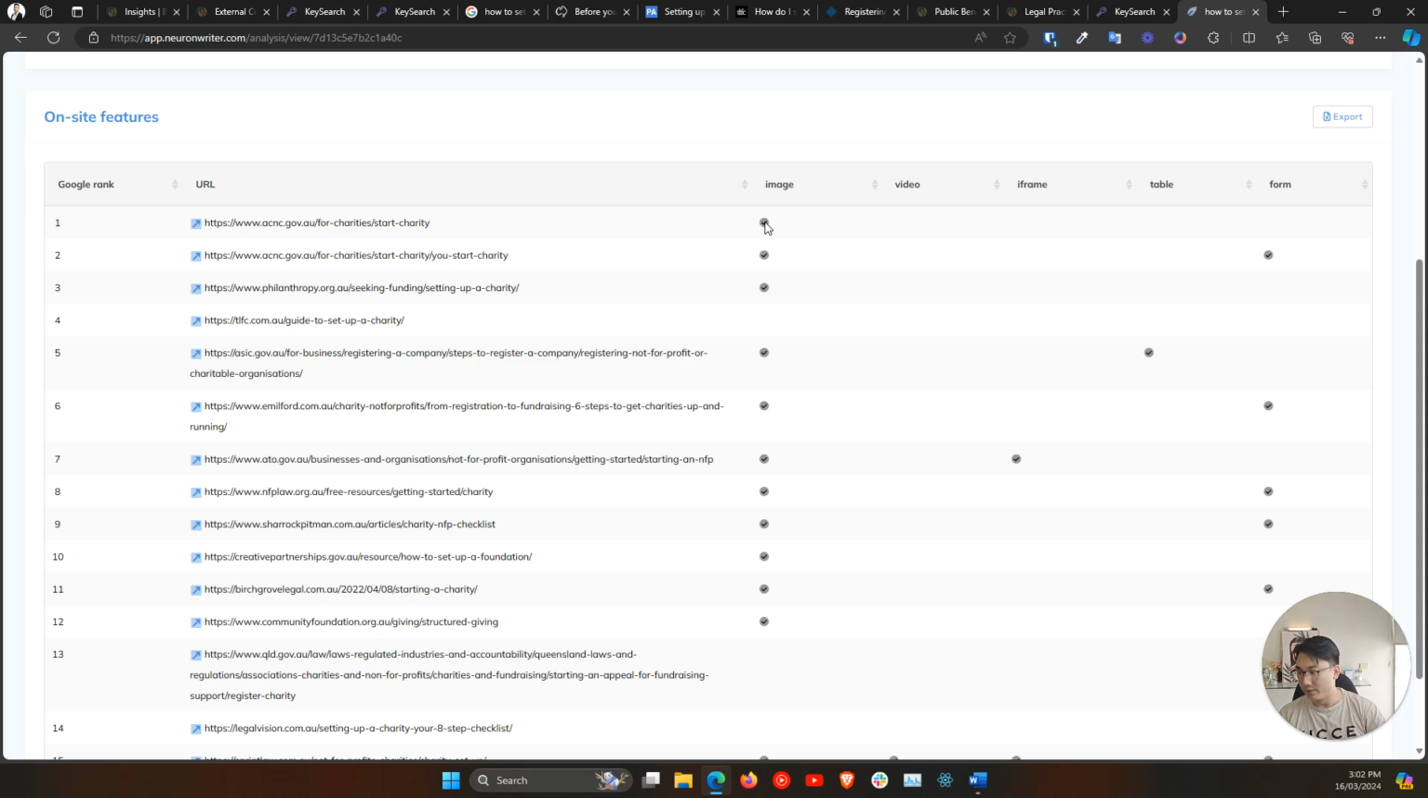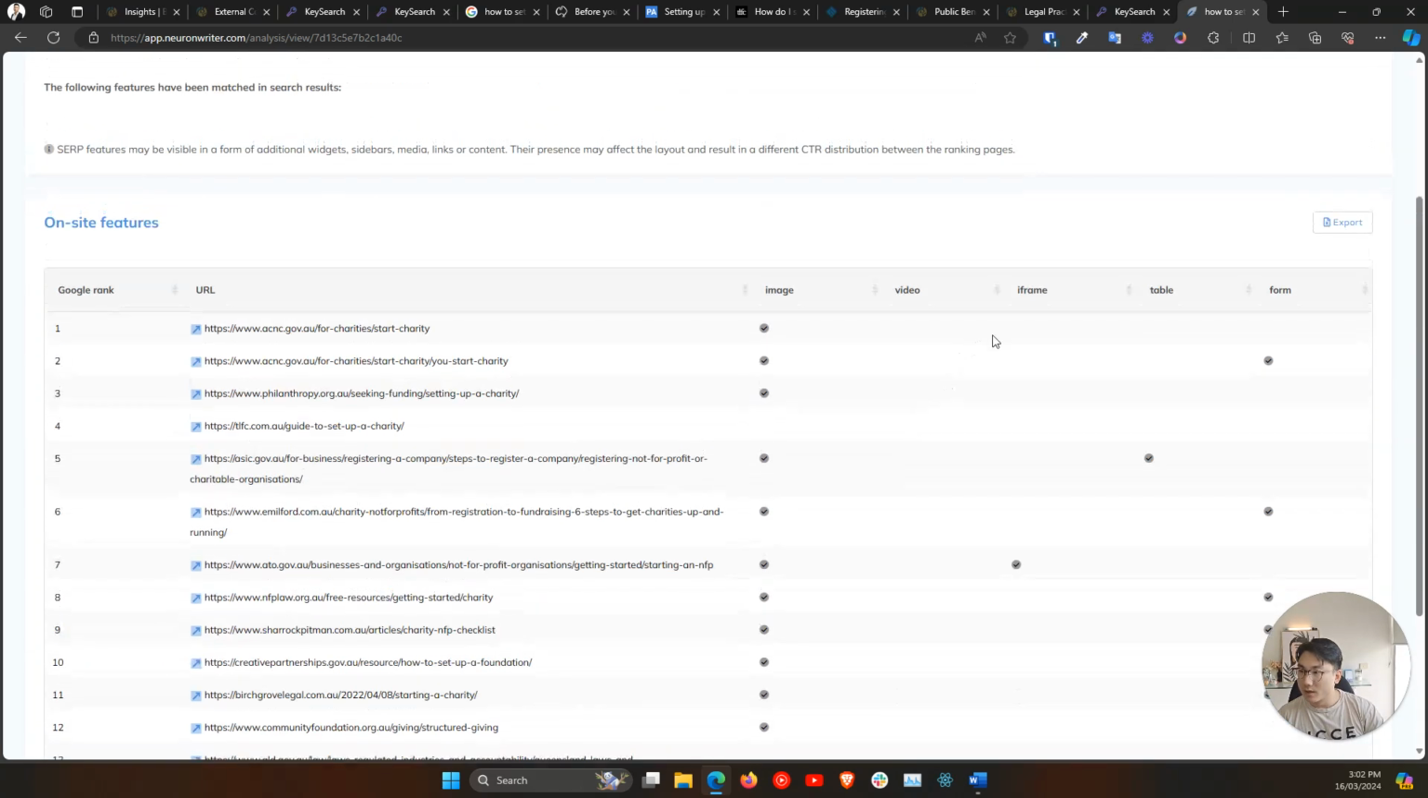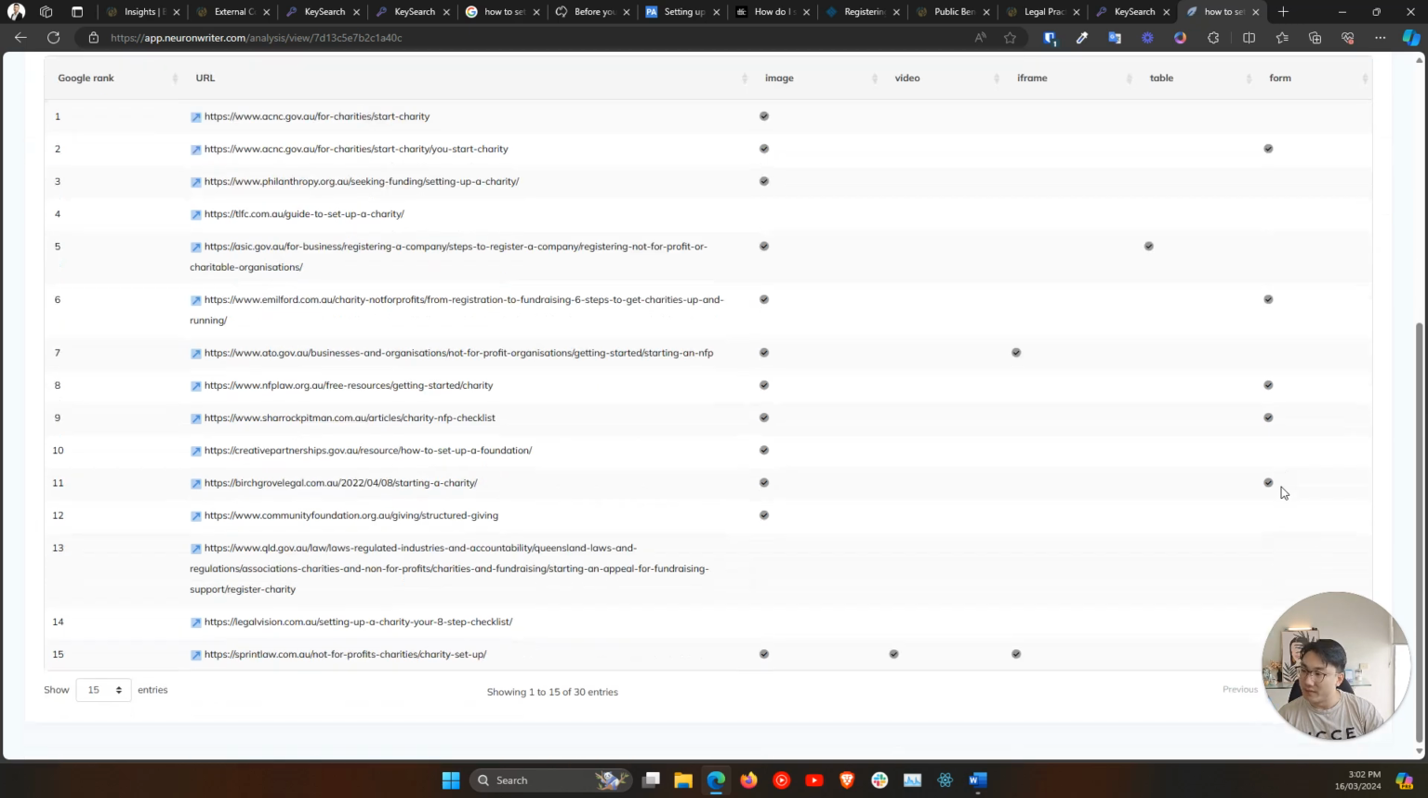So that's not that important because every article or web page has an image. But you can also see that none of them has a video, except for the last one, Sprint Law actually. None of them has iframe. Again, I'm going to ignore that because I don't know what iframe is. Most of them don't have a table, and only some of them have a form.